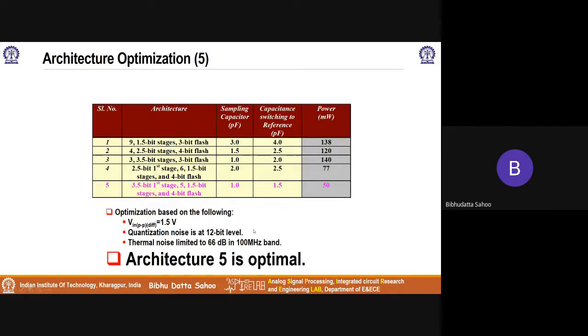Okay, so I did some analysis based on that, and as I have said, the architecture has 1.5 bit stages, different combinations of them, and finally the power that we achieve is 50 milliwatts. Okay, so those of you who want to learn how I came up with these numbers, I can share an Excel sheet which actually summarizes all of them.